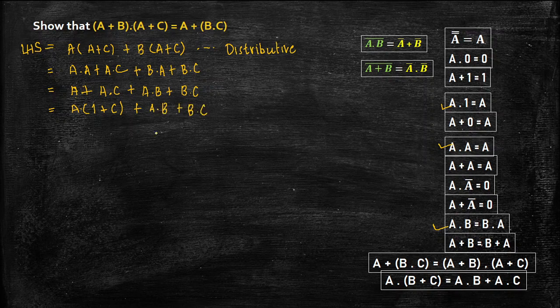Now 1 plus C, here the identity law says that A plus 1 is always 1. So whenever 1 is added with any variable, it gives you the answer 1 only. So therefore A dot 1 plus the second and third terms as they are. So now A dot 1 is equal to A itself, plus A dot B plus B dot C.